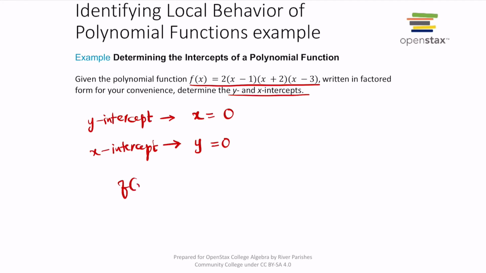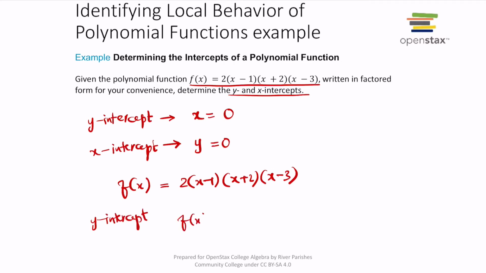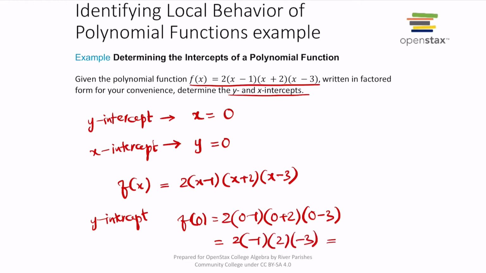So let's take the function f of x equal to 2 times x minus 1 times x plus 2 times x minus 3. First, we have to find the y-intercept. How will you find it? Put x equal to 0. So f of x becomes 2 times 0 minus 1 times 0 plus 2 times 0 minus 3, which becomes 2 times minus 1 times 2 times minus 3, which is 12. So here the y-intercept value is 12.